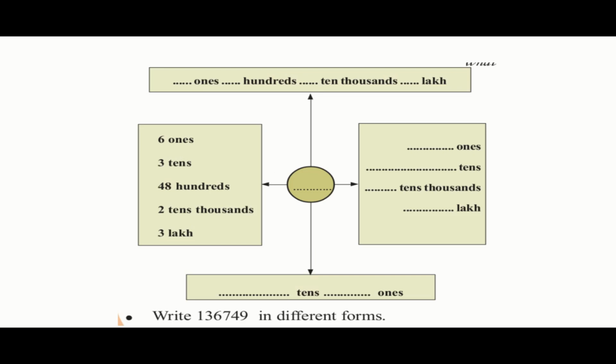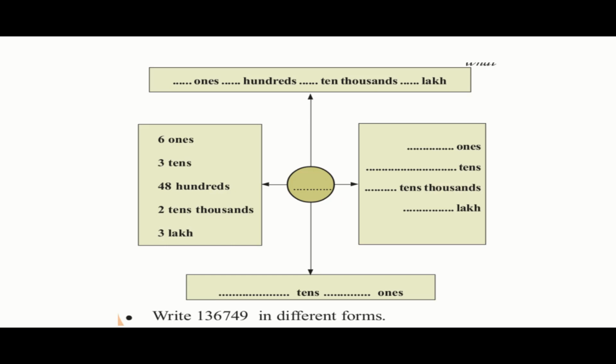Then this is another problem that you have to solve. Here the middle number we have to find out first. 3 lakh is given. 3 lakh means 3 and 5 zeros. 2 ten-thousands means 2 and 4 zeros.